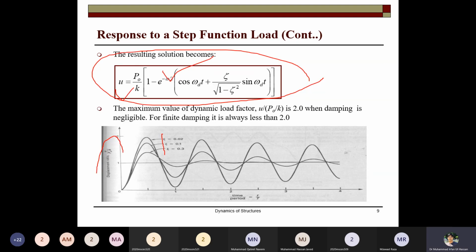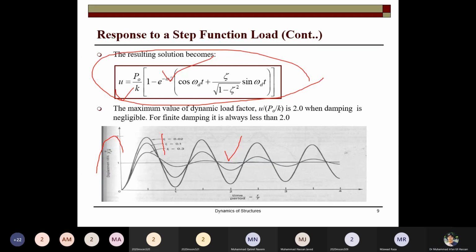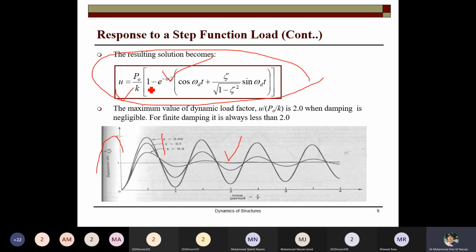For the damping problem, you have already studied this curve. And when you have a step function, then what will be the response to the step function? That is the peak response to the step function. The time at which the peak response occurs is obtained by differentiating the above equation and equating it to zero. You differentiate this equation and then make it equal to zero.